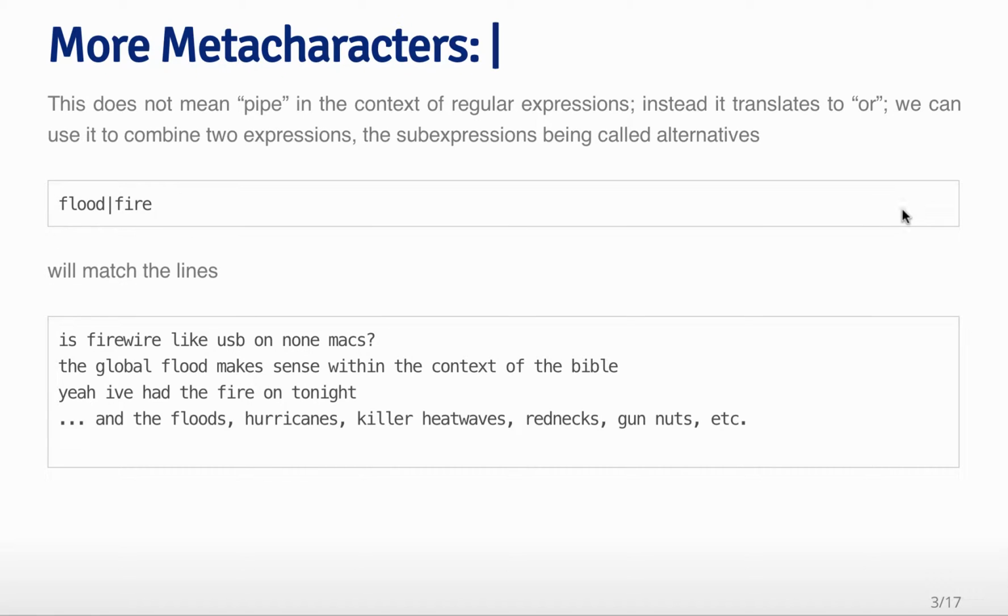Another meta character is the or meta character, and what it can be used for is to combine two different expressions. The sub-expressions are called alternatives. So here it's combining the expression flood and the expression fire, and they are the two alternatives. So we'll match all of these lines because there's either fire or flood in every single line that we see here.